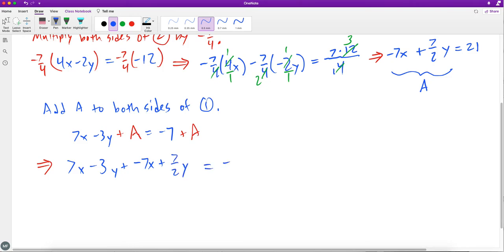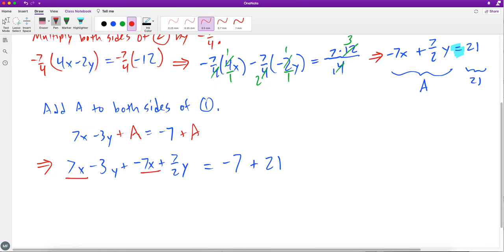But on the right-hand side, I'm going to say, well, if there's an equal sign here, these two expressions are equal, then I could also say A is equal to 21. So over here, instead of adding A in the form of negative 7x plus 7/2 y, I'm going to add A in the form of 21. And the reason I want to do that is that over here, I have additive inverses, and so these are going to total up to 0.